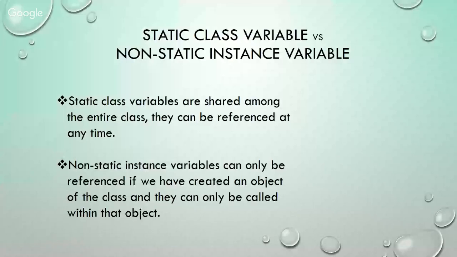Project presentation for my CIT 260 class, Object-Oriented Programming. To start, I'm going to explain the difference between static class variables and non-static instance variables. The static class variables are shared and they can be referenced at any time. Non-static instance variables can only be referenced if we have created an object of the class, and they can only be called within that object.